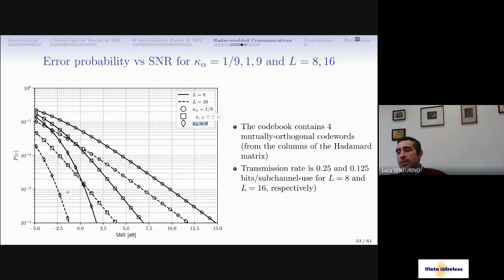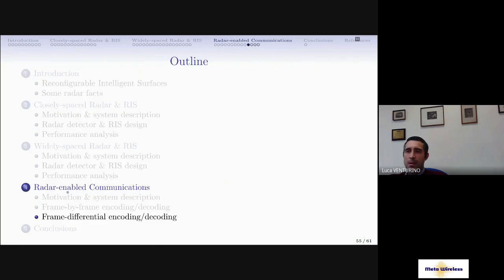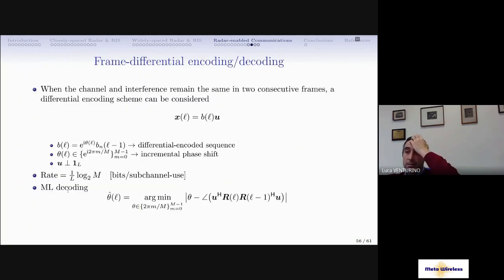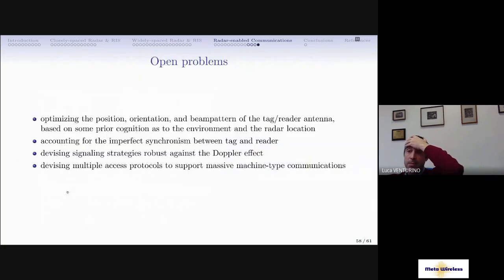What I can tell you is that we can extend this technique to the case where we have multiple tags, which can use different codebooks. In this case, we have sourced multiple access. Or they can use the same codebook. In this case, we have unsourced multiple access, and of course, we may have collision if two tags select the same message. That's it. I don't want to add more details.